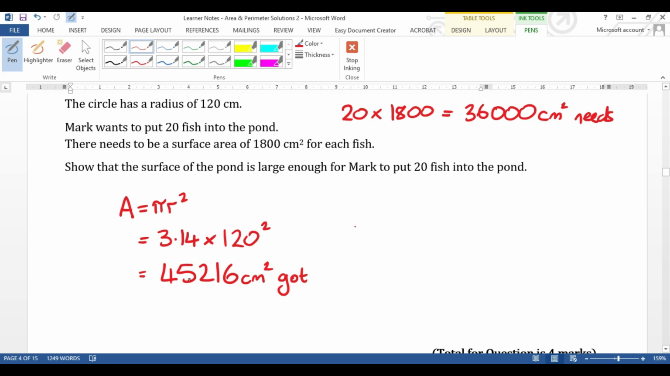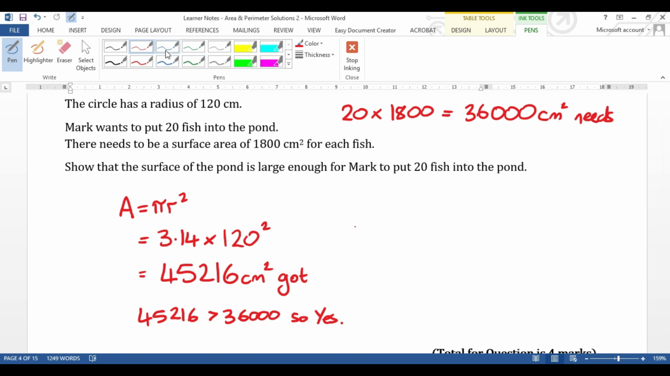That's what he needs, and then you can just compare what he needs with what he's got. Well, he's got more than enough. Look at that, it's way more than what he needs. So you can say 45216 is greater than 36,000. So yes, definitely he does have enough for 20 fish. That's one way of doing it.